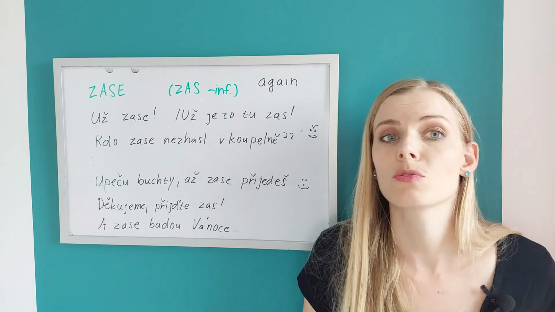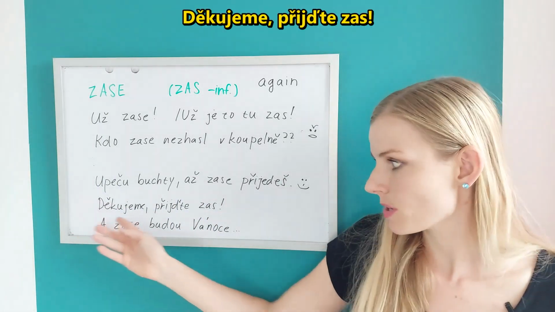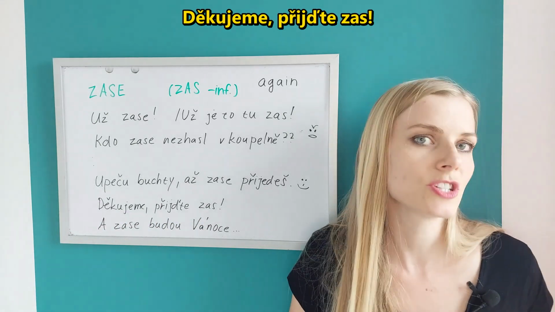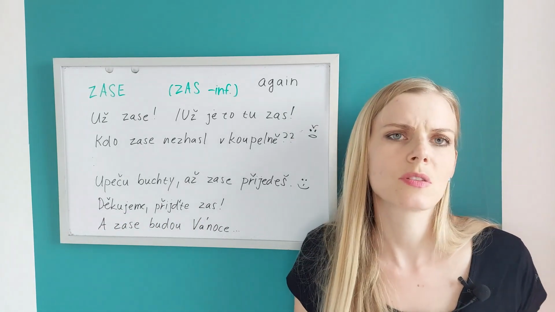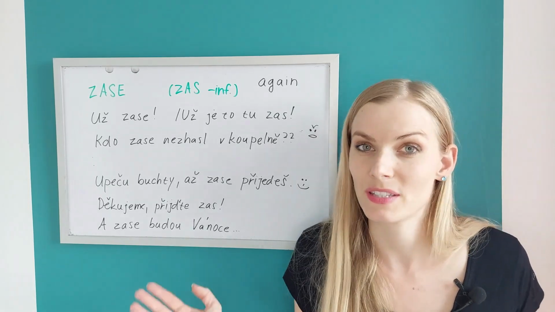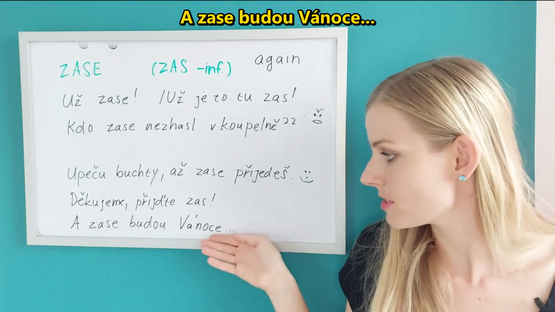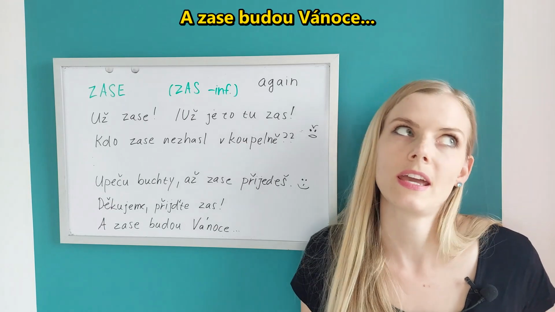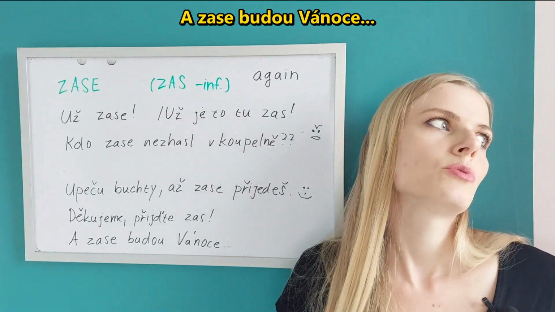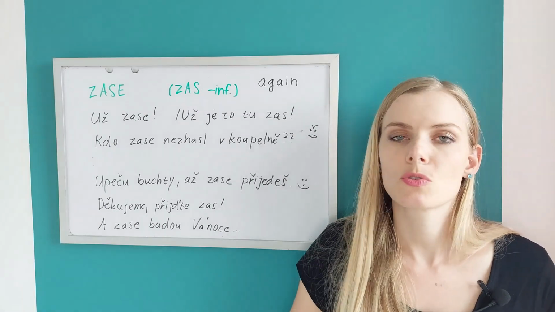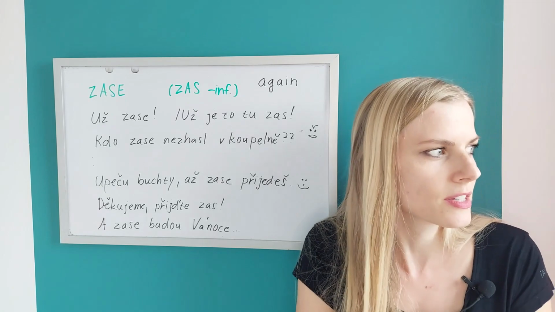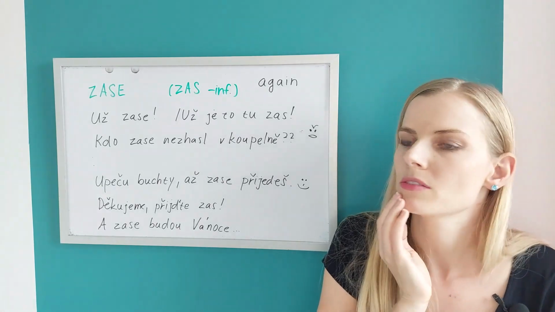Someone at the store could say goodbye by saying děkujeme, přijďte zas. Thank you, come again. Nowadays it would be more like a cliché phrase, but you can still use it playfully. A zase budou Vánoce. And it's gonna be Christmas again. Well, this could be a frustration. Or you could just be thinking, a zase budou Vánoce, it's gonna be Christmas again and I don't know what to buy for presents.